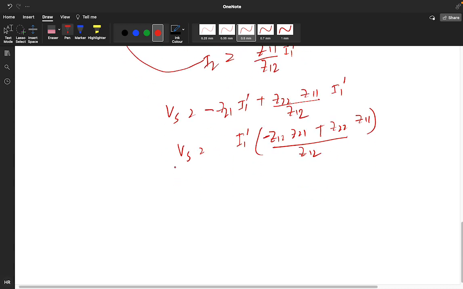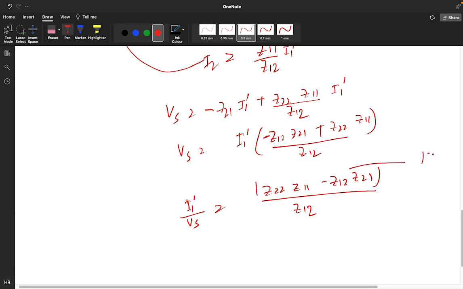So now check the response. So you are getting I1 dash divided by V of S is Z22 into Z11 minus Z12 into Z21, divided by Z12. This is nothing but the determinant. So I1 dash divided by V of S is equal to determinant of Z divided by Z12.